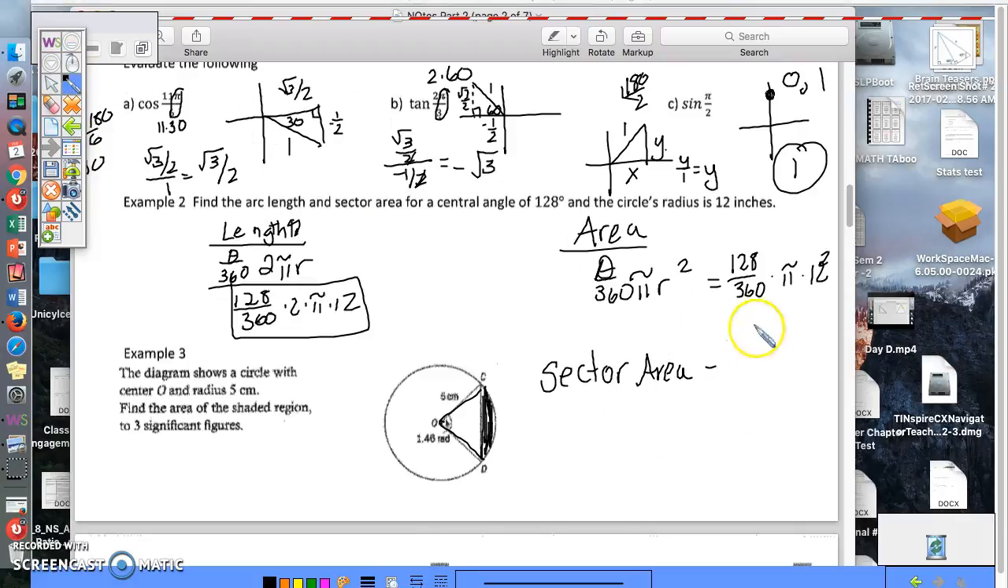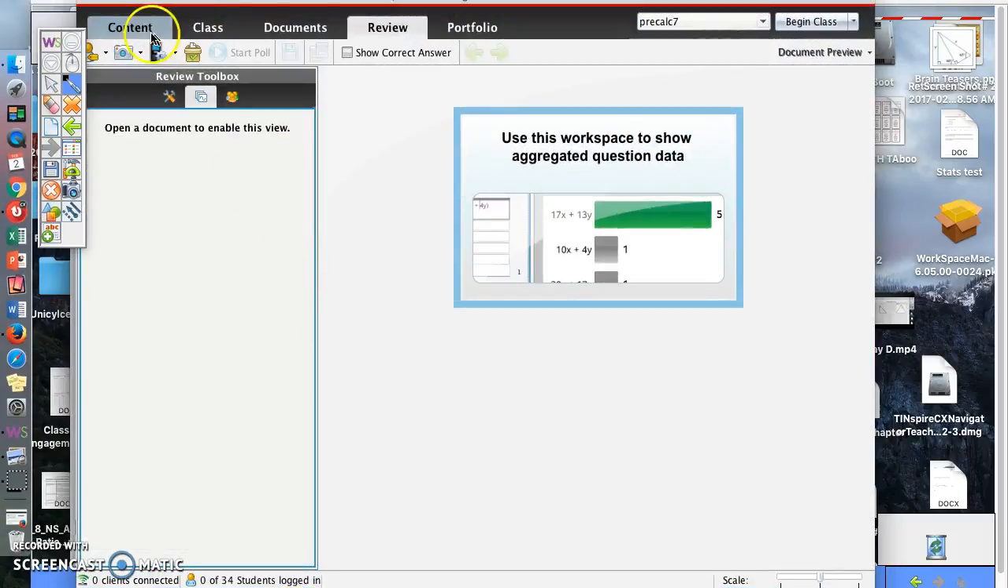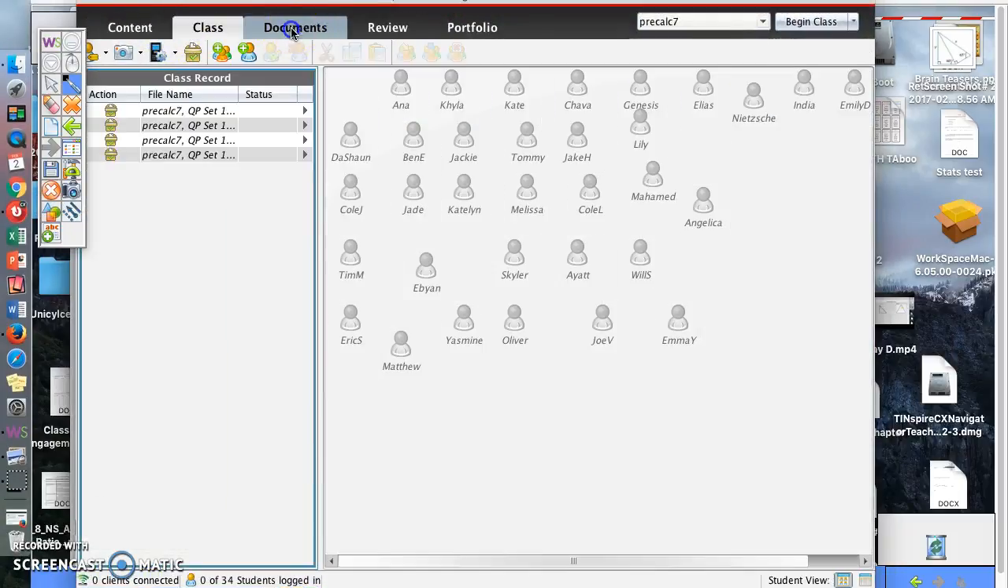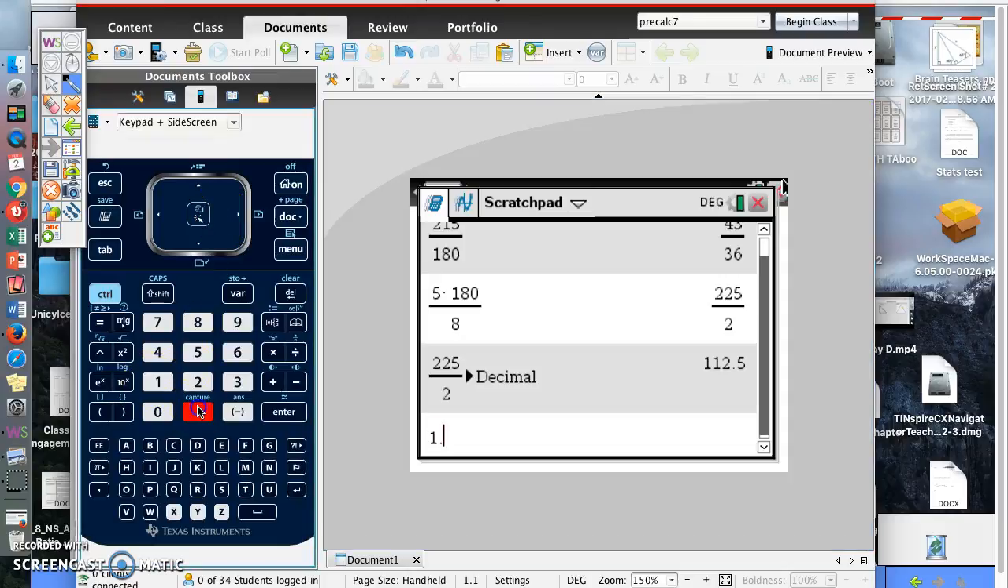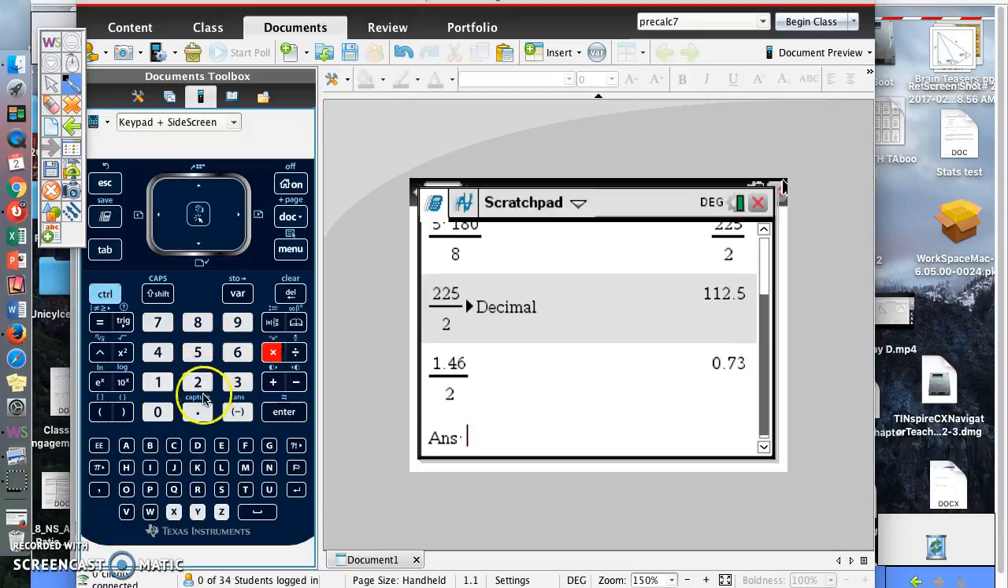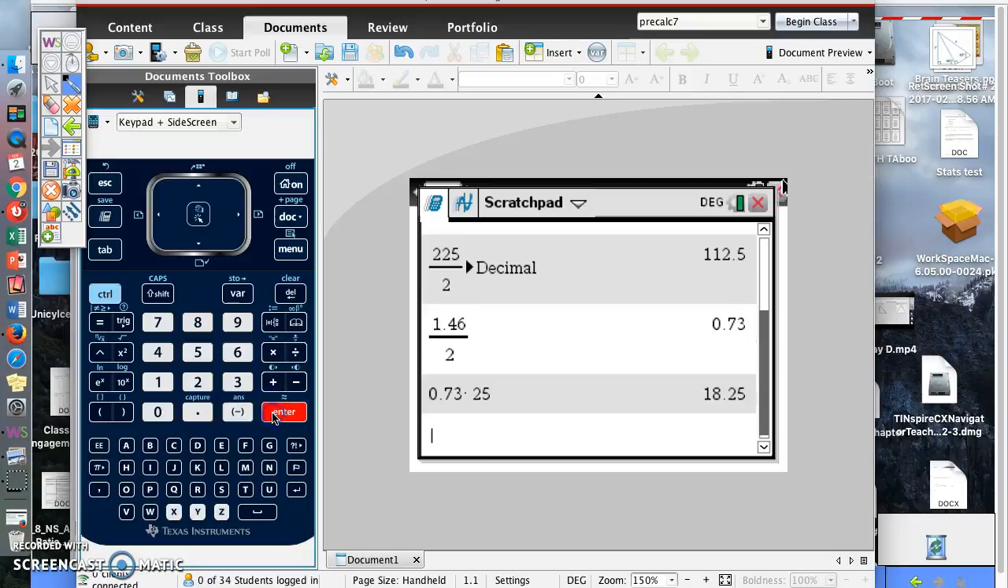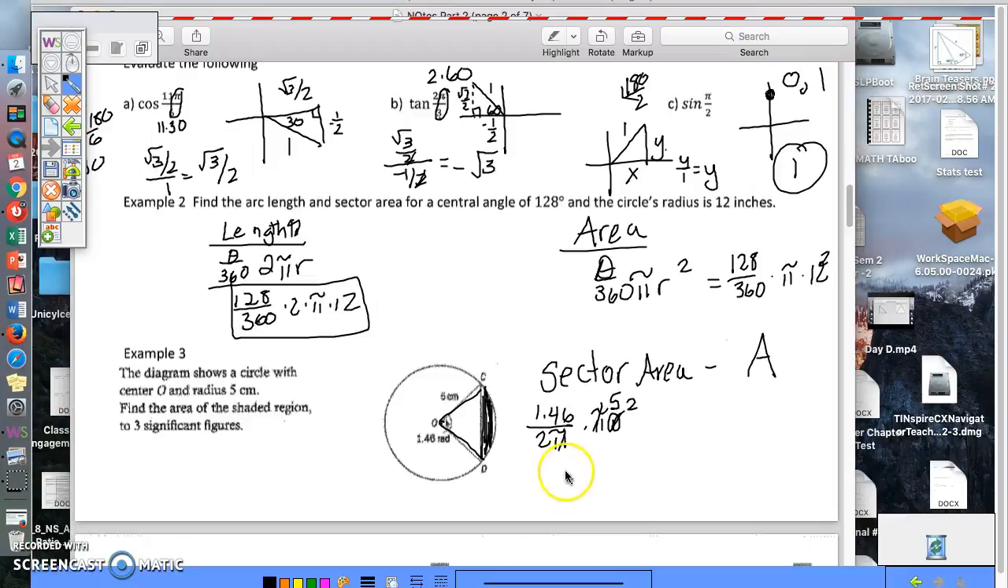All right, let's see if we can find the sector area, though. Well, it's in radians, so 1.46 over 2 pi times pi r squared. And what's our radius? That's 5. So that area is, let's see if we can get back to it, 1.46 divided by 2 times 25. So 18.25.